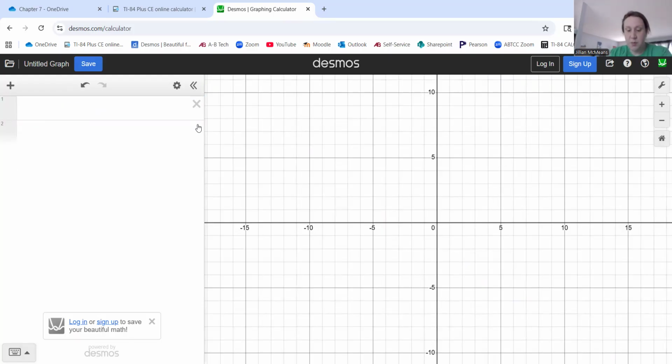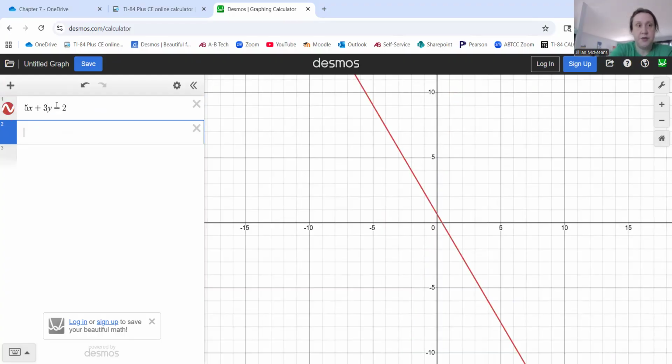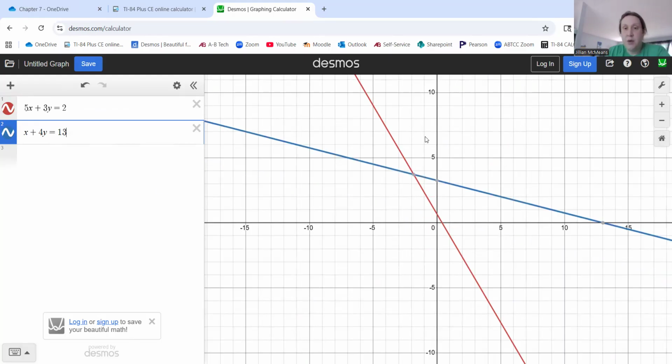Okay, so let's look at the second part. So example 1, part B, we had 5x plus 3y equals 2. That was our first equation. Our second equation was x plus 4y equals 13. When we look at this point of intersection right here, we get this crazy answer: -1.82353, comma 3.70588, which is certainly not -5, comma 9.